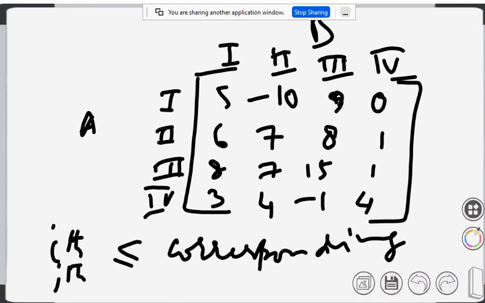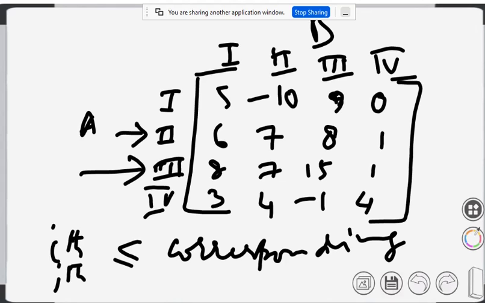So let me explain what I've said. Now think about person A. Look at strategy 2 and strategy 3 for A. What are the outcomes of strategy 2 for A? Either he will get 6 rupees or 7 rupees or 8 rupees or 1 rupee for strategy 2, and correspondingly for strategy 3 he will get 8 rupees, 7 rupees, 15 rupees and 1 rupee.